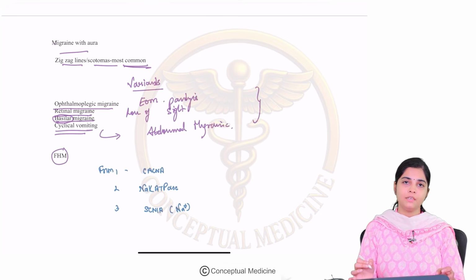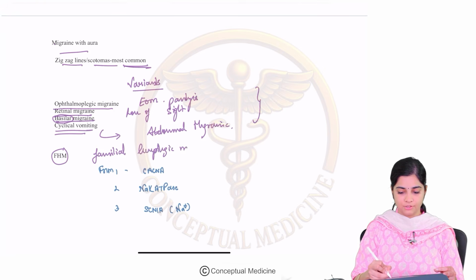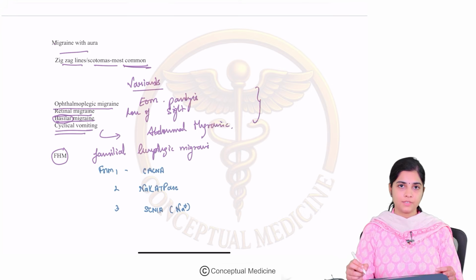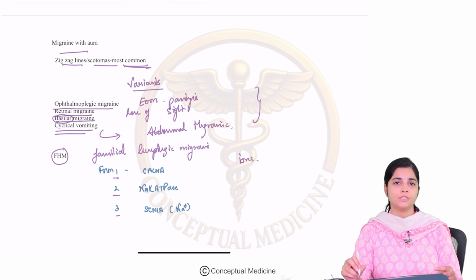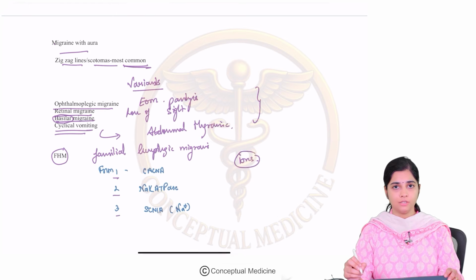Another very important part of your classification of migraine is your FHM, which is familial hemiplegic migraine. This FHM basically occurs due to mutations in your ion channels. Okay, so it is classified into types 1, 2 and 3, and this occurs due to mutations in your ion channels.